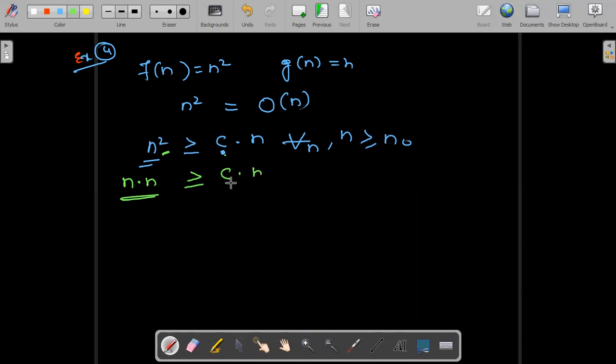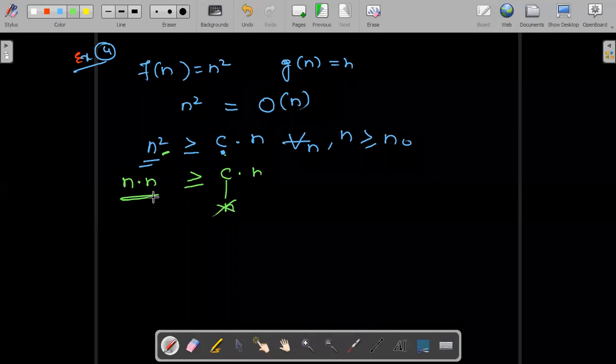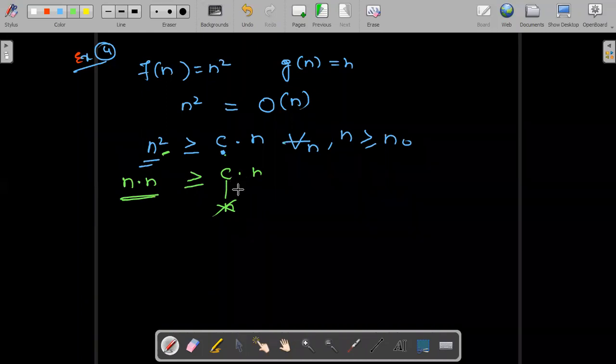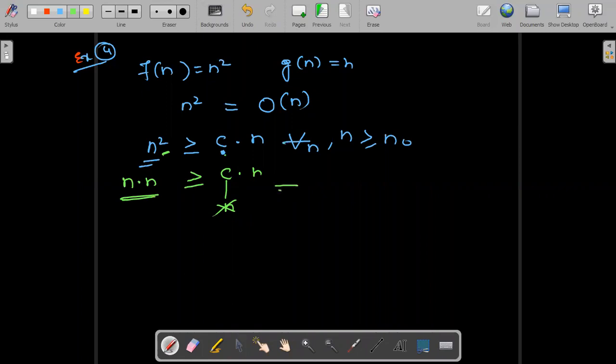Whatever n value you take, you cannot take n for c, because c is a constant value, right? You cannot take n for this one because n is a function. You cannot apply a function value to a constant. Be very careful here. Because of this reason, we cannot always prove that it is greater.